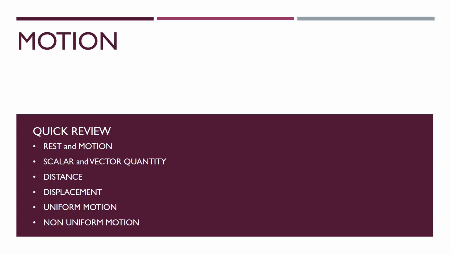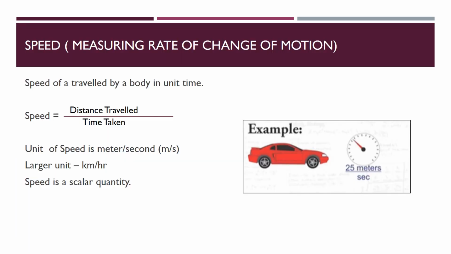In the previous module, we studied the concept of rest and motion with respect to a reference point, scalar and vector quantity. We have done distance and displacement and the two different types of motion, uniform and non-uniform motion. Today we start with measuring the rate of change of motion.